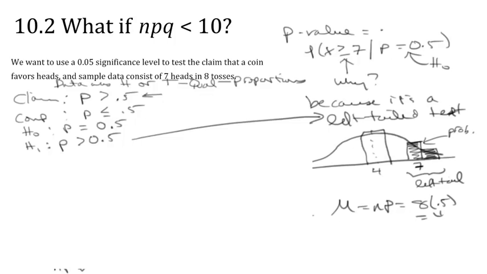Oh, I forgot to pause the video, so you got to watch me erase. Sorry about that. Anyway, I forgot what I was doing. Oh yeah, I was finding my p-value. So my p-value in this particular problem is the probability that x is greater than or equal to 7 on a binomial distribution.